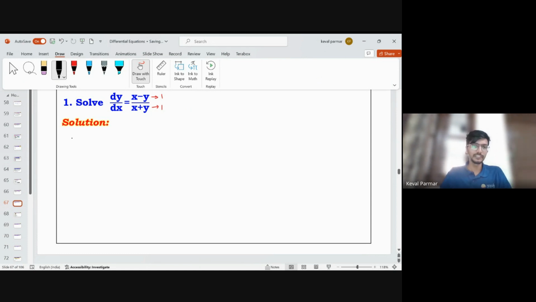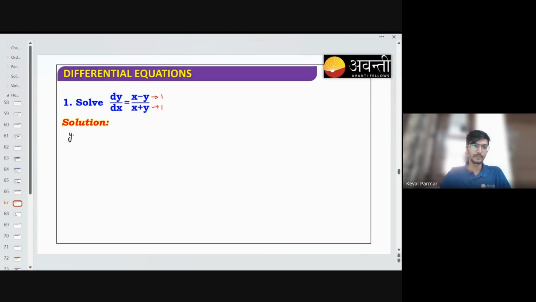So what was the first thing? First thing was to substitute y equals v into x. After that, we differentiate with respect to x. So I'll get dy by dx equals, here we'll use the product rule, v into the derivative of x plus x into the derivative of v. So I'll get dy upon dx equal to v plus x dv by dx. This is equation number 1.